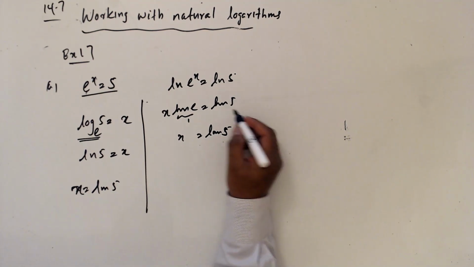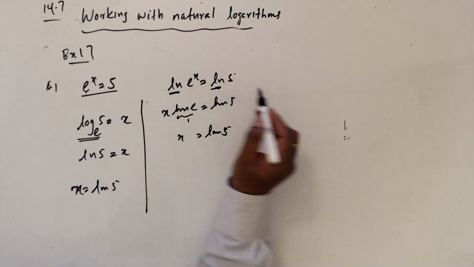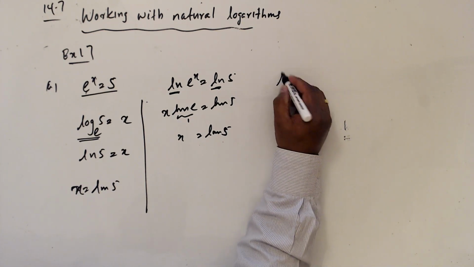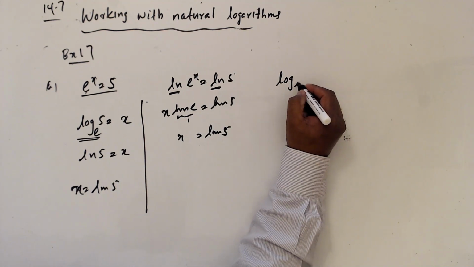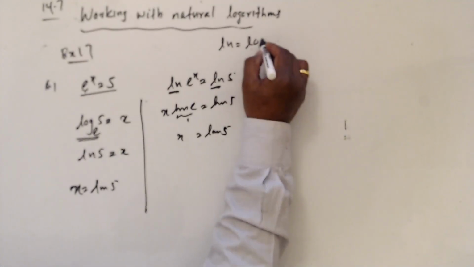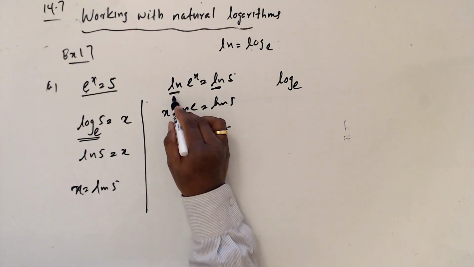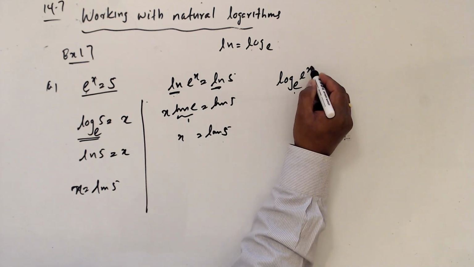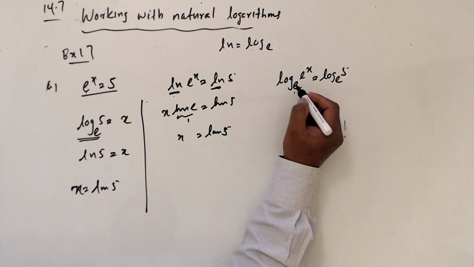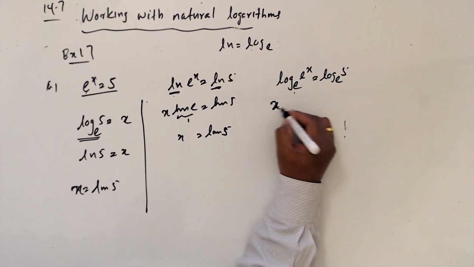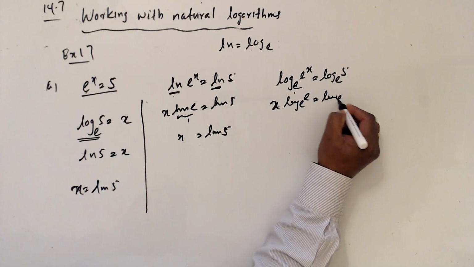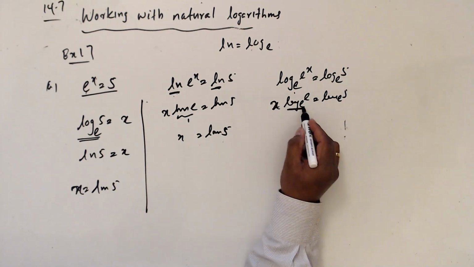So we will bring the reality of this ln. Sometimes you will recognize easily what the reality of ln is. Log base e is ln. So ln means log base e. So log base e of e to the x equals log base e of 5. Then the x comes out, so x times log base e of e equals log base e of 5. So log base e of e equals 1.